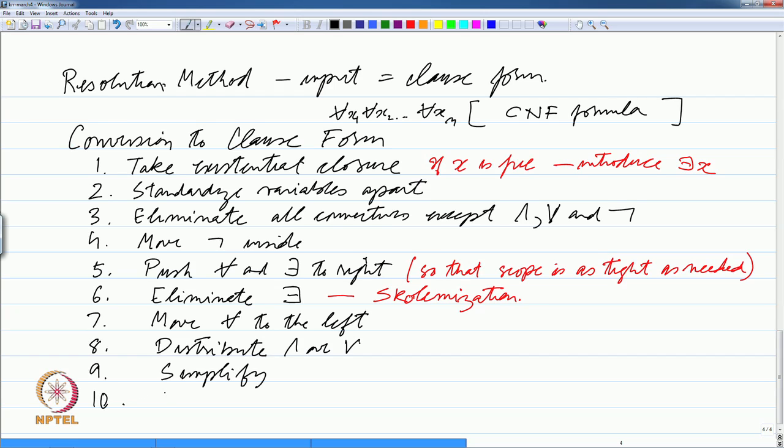And finally, rename clauses, because you may end up using clauses again and again and again. It's best to rename all the different clauses with different variable names essentially. So, if you do this process, then you have ended up with a formula which is in the clause form essentially.